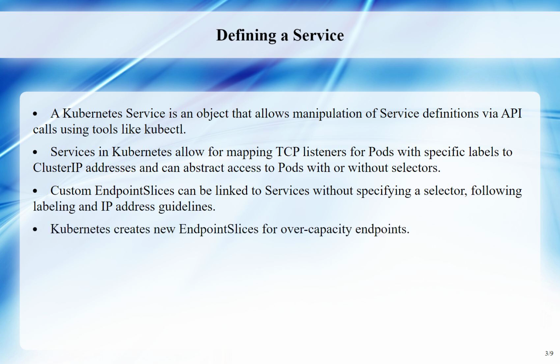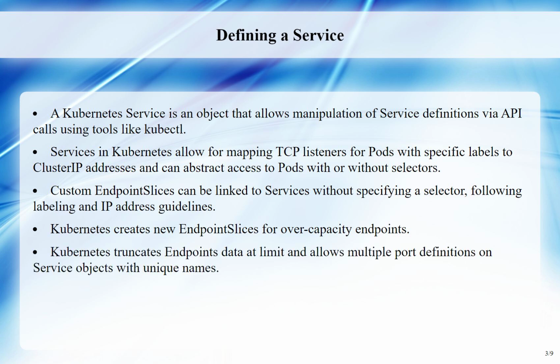Kubernetes automatically creates new endpoint slices when existing ones reach a threshold of 100 endpoints. The Endpoints API is being replaced by the Endpoint Slice API, which offers more flexibility in handling overcapacity endpoints and application protocols. Kubernetes limits the number of endpoints that can fit in a single endpoints object to 1,000. When this limit is reached, Kubernetes truncates the data in the endpoints object.